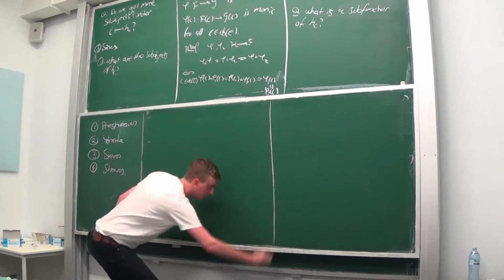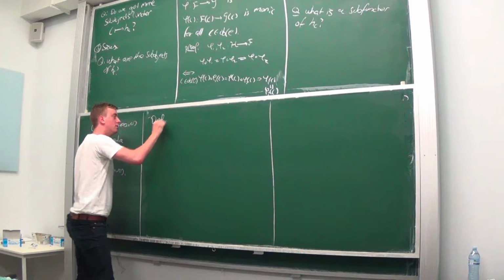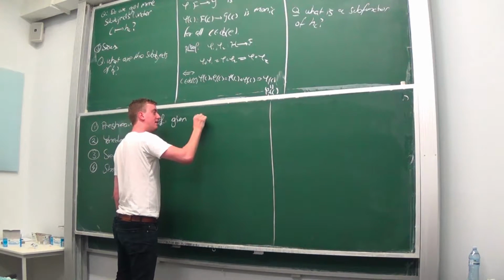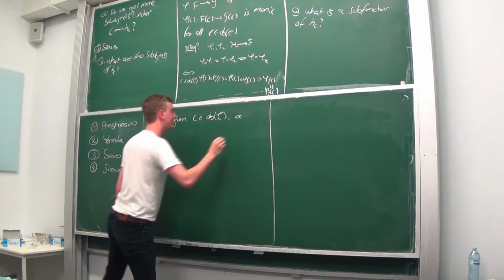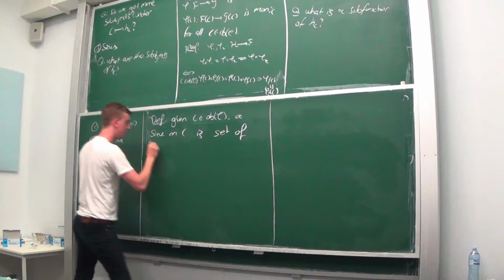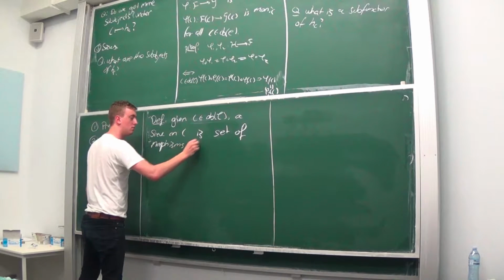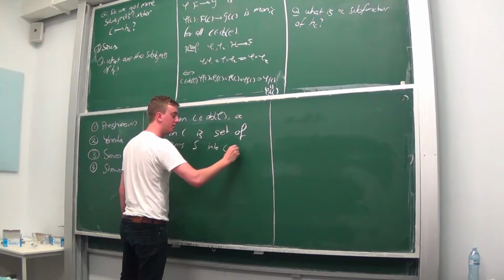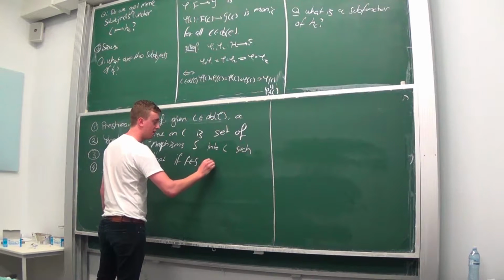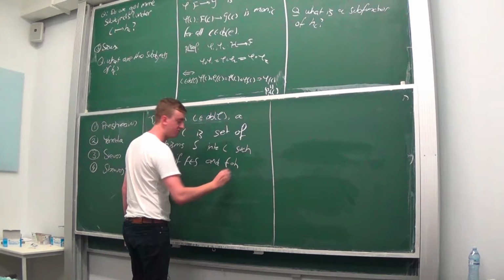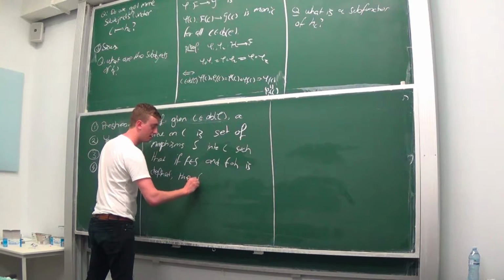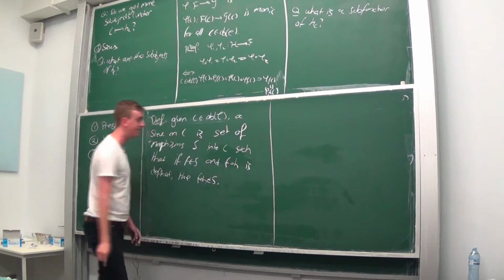So I'll take a slight digression to give you a definition. Given an object C in the category C, a sieve on C is a set of morphisms S into C satisfying the property that if F is in S and F composed with H is defined, then F composed with H is in S.